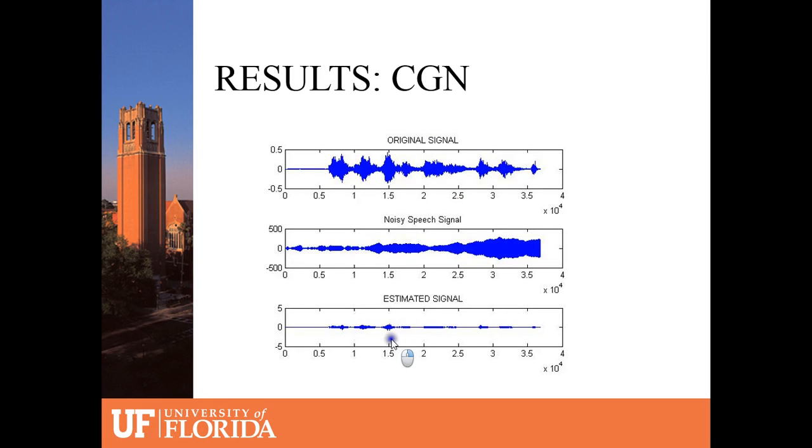So the white Gaussian is over a whole band of frequency, but colored is only for a selected set of frequency. And this is the colored noise. So I guess at this frequency band we are adding a lot of noise signal.